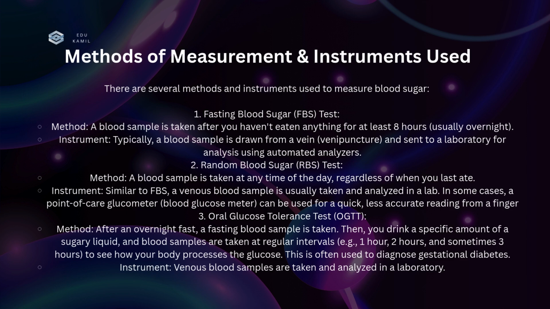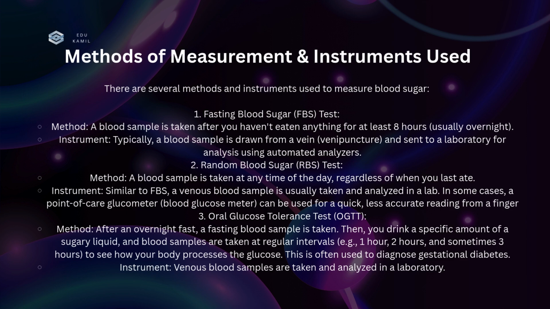2. Random blood sugar, RBS, test. Method: A blood sample is taken at any time of the day, regardless of when you last ate. Instrument: Similar to FBS, a venous blood sample is usually taken and analyzed in a lab. In some cases, a point-of-care glucometer, blood glucose meter, can be used for a quick, less accurate reading from a finger.